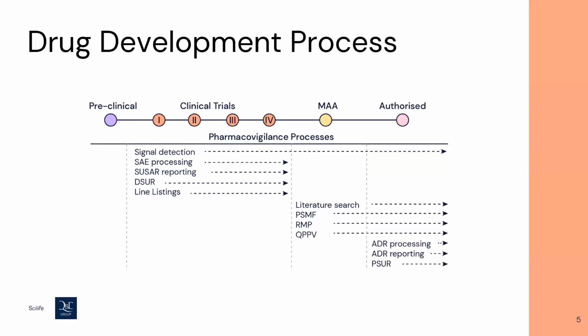And finally, we have the PSUR, which is the Periodic Safety Update Report, which is a pharmacovigilance document intended to provide an evaluation of the benefit-risk balance of a medicinal product at defined time points post-authorization. We'll be discussing these in more detail in the next few slides.